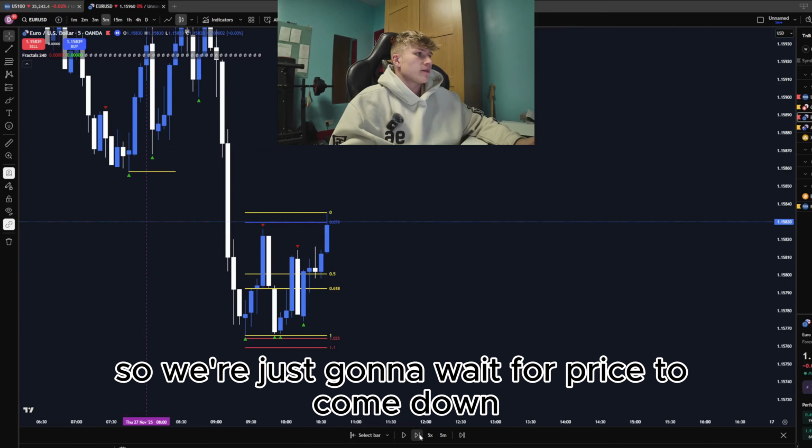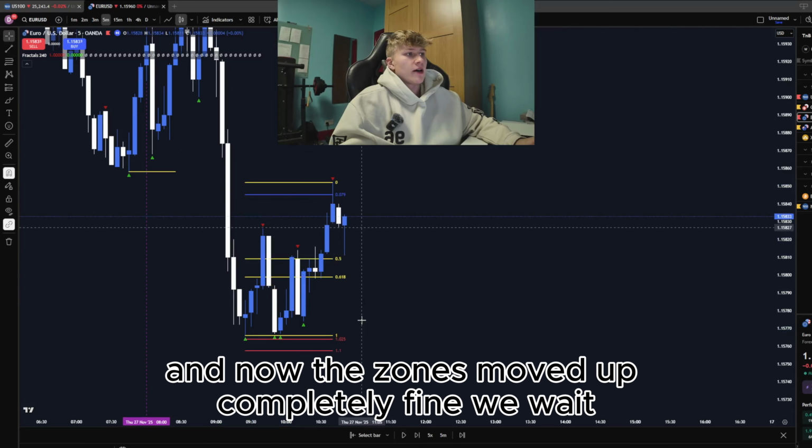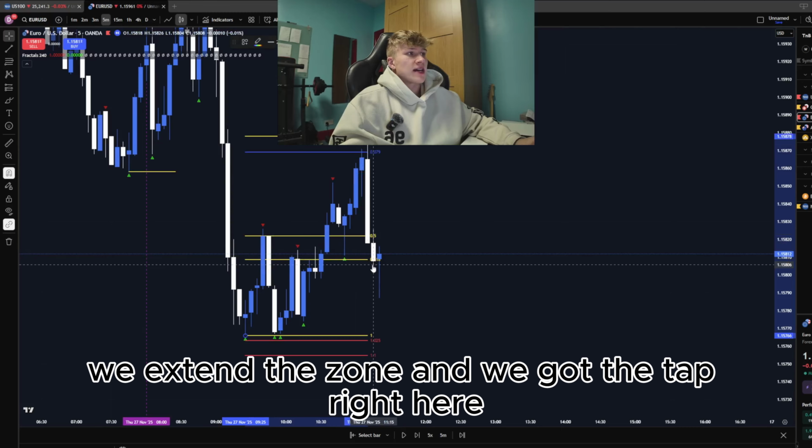So we're just going to wait for price to come down. If it extends the range, that's fine. We just follow it up once again. And now the zone's moved up, completely fine. We wait. Moves up again. We extend the zone. And we got the tap right here.